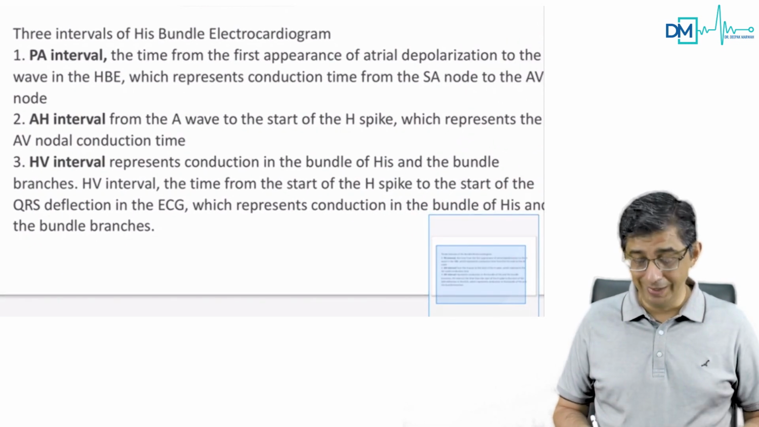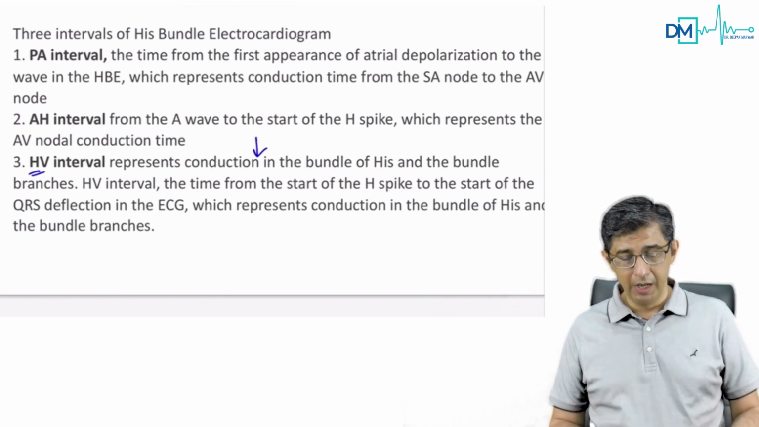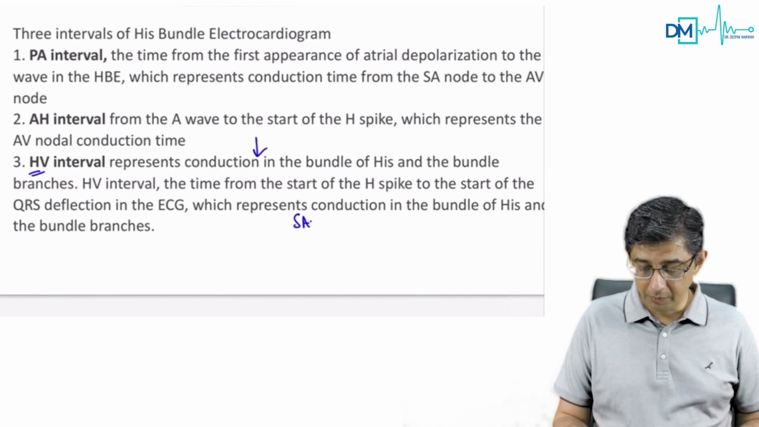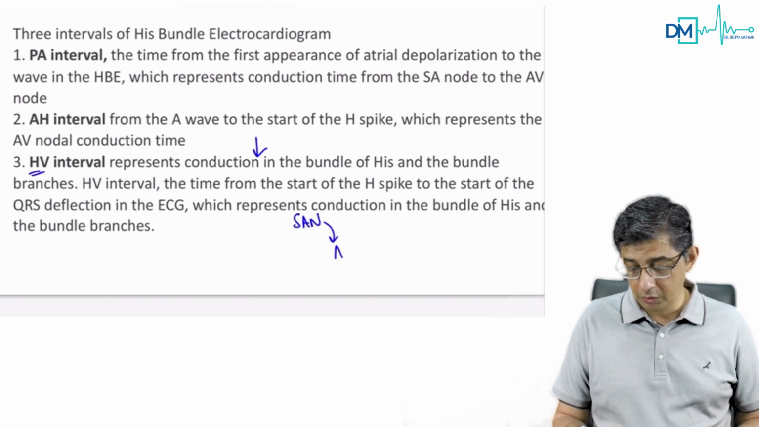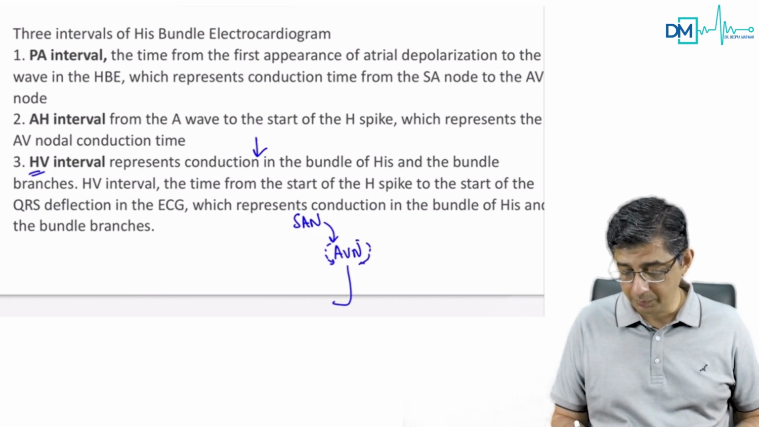The HV interval indicates, H stands for bundle of His, so it talks about conduction from the bundle of His to the subsequent bundle branches. The impulse will start from the SA node and travel to the AV node. It does not go through the AV node; no, it goes across the two sides of the AV node, and then you have septal activation.